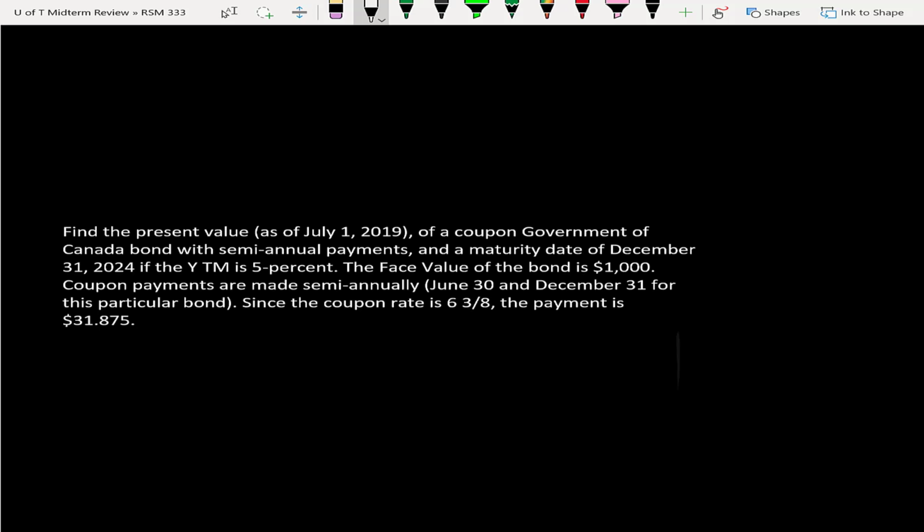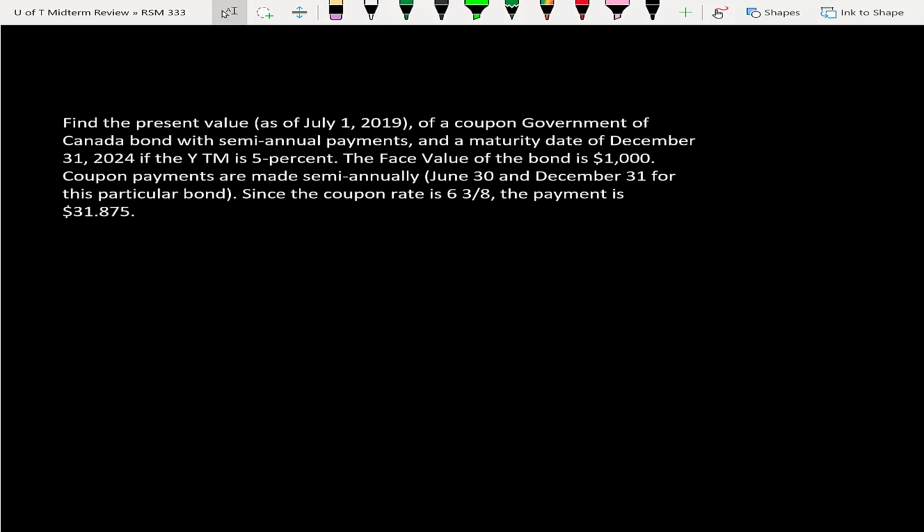So let's do a question. Find the present value as of July 1st, 2019. So this is sort of a weird middle of the year calculation for a coupon Government of Canada bond with semi-annual payments, so 2 payments per year. Okay, so that's going to be important in a bit. Maturity date is December 2024. Okay, yield to maturity. So yield to maturity is the yield, and this is the annual yield. So we'll have to convert it.